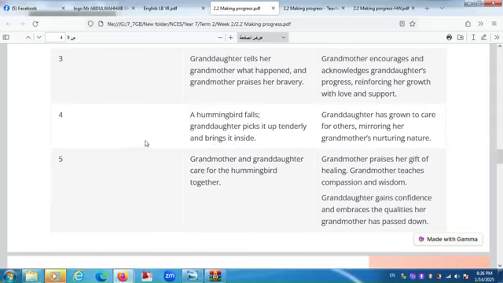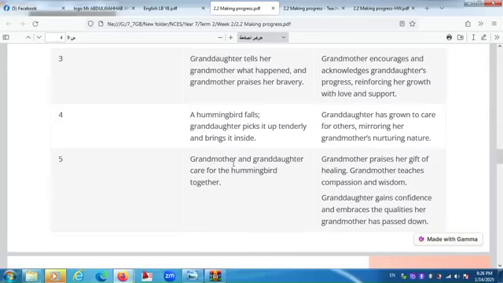In paragraph 4, we have to read. I will tell you what will happen. Okay, we have a hummingbird that falls on the floor, and the granddaughter picks it up tenderly and brings it inside. The granddaughter has grown to care for others, mirroring her grandmother's nurturing nature.